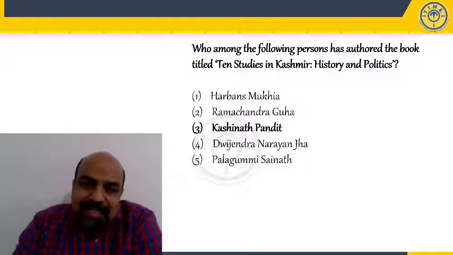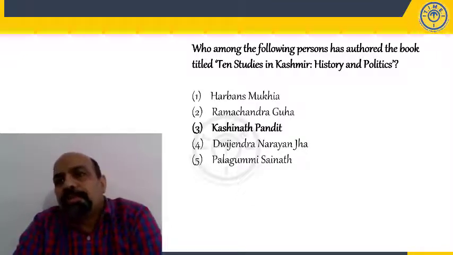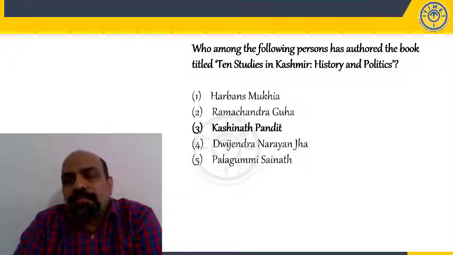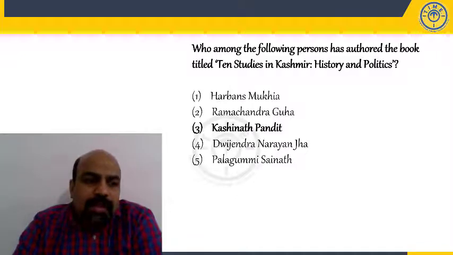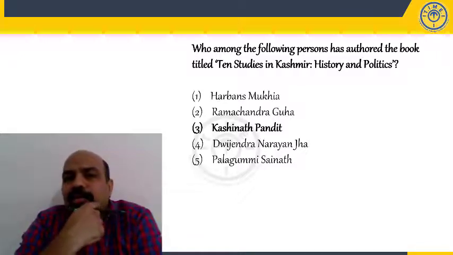Okay. So Harbans Mukhia one, Ramchandra Guha, again, this guy is author of many books. You could write India After Gandhi.